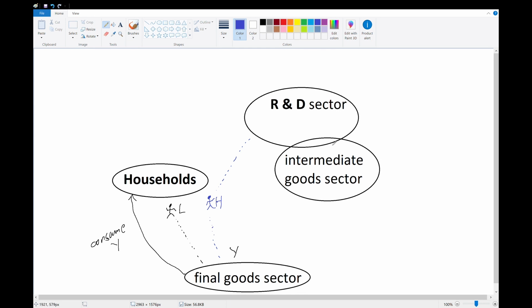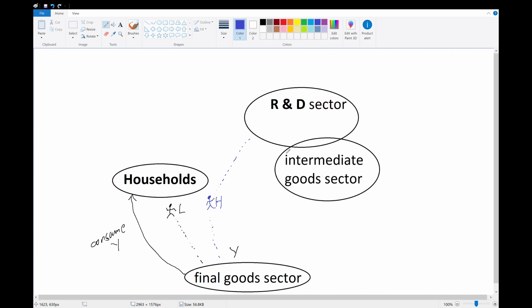So the intermediate good sector provides different types of capital, okay, or different varieties of capital. You can think of different types of machines. And in order to set up a machine or to build a machine, it needs a design. And the design comes from the research and development sector. You can think of the research and development sector as being an in-house part of the intermediate good sector, or being an independent sector, that doesn't really matter so much.